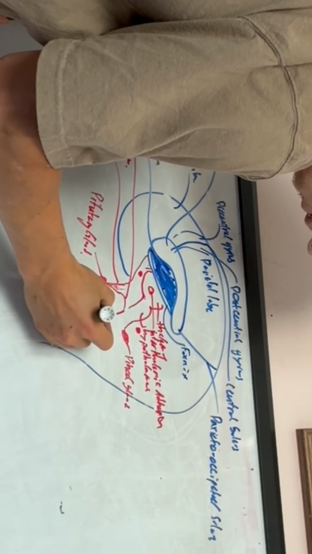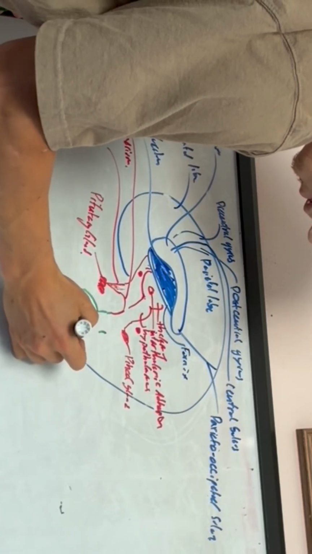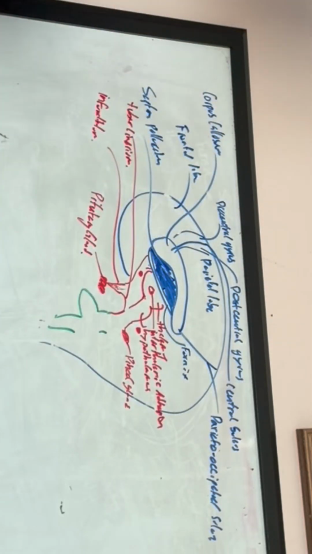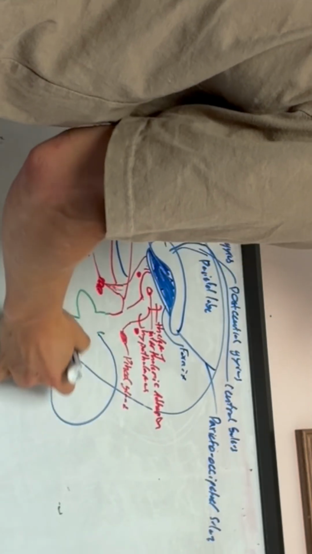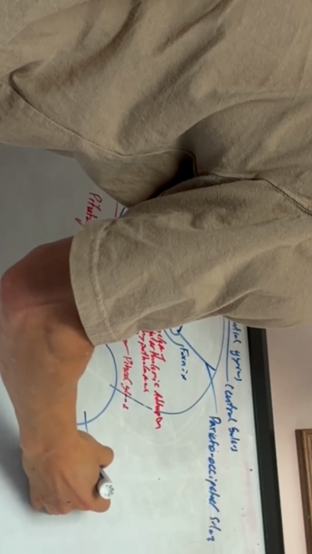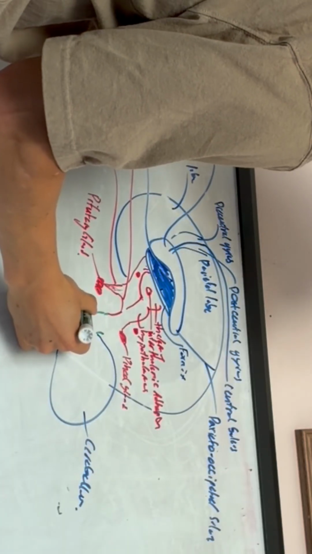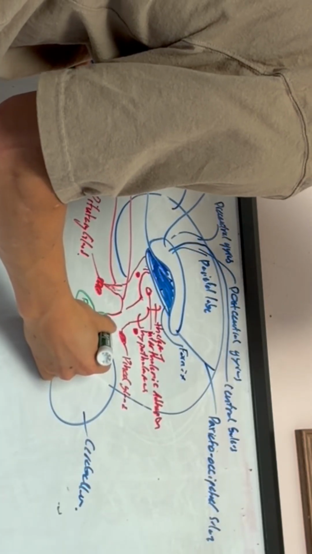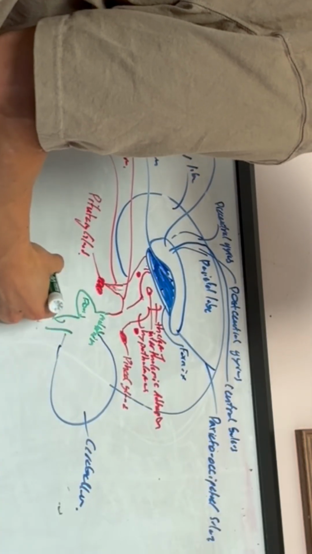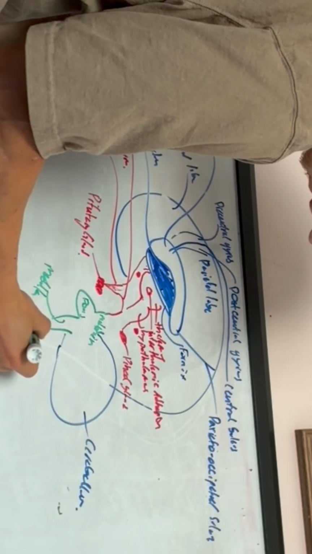In our brainstem we have the midbrain, the pons, and the medulla oblongata. Our cerebellum. The pons, midbrain, and medulla oblongata.